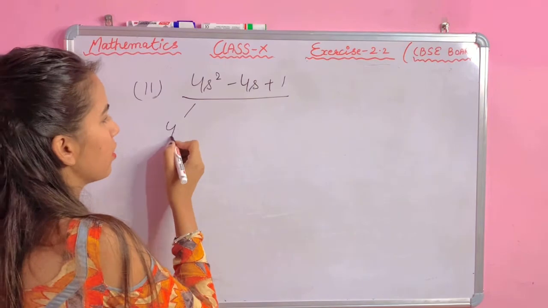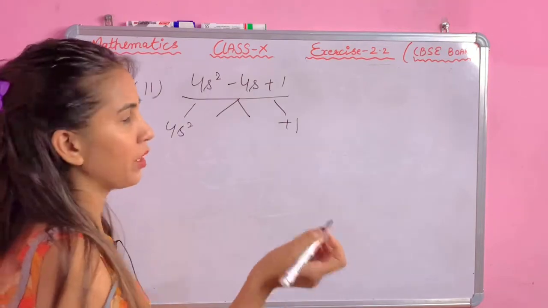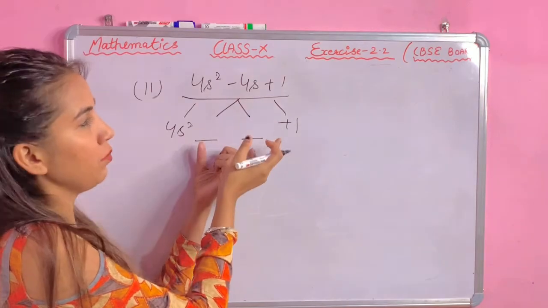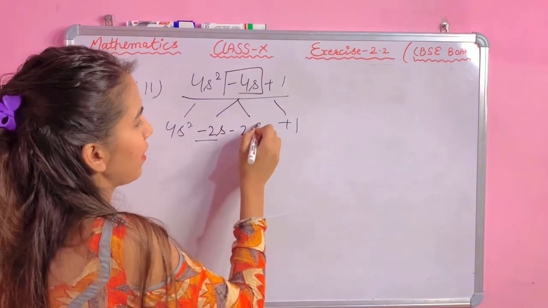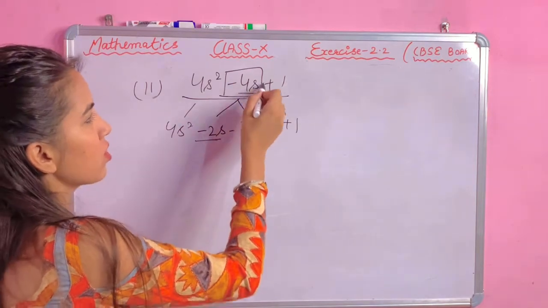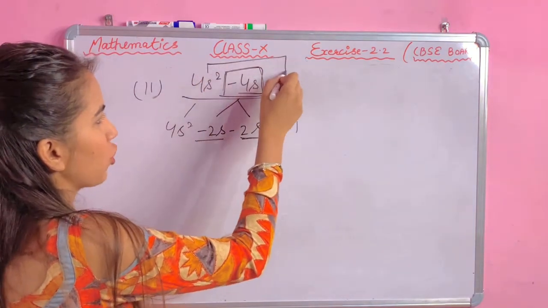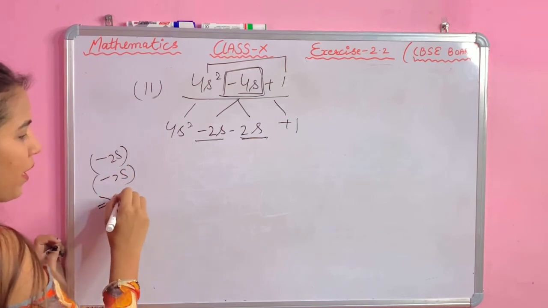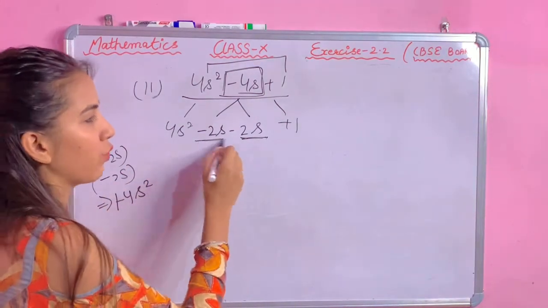First term as it is, 4s square, last term as it is. The middle term we will split into two parts such that the addition or subtraction will equal this term. So if I write minus 2s and minus 2s, you can see minus 2s and minus 2s will be equal to minus 4s, and after multiplying minus 2s and minus 2s we get plus, 2 2s are 4, and s into s is s square. So this is the right factorization here.